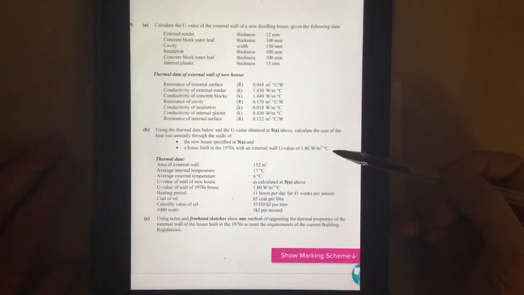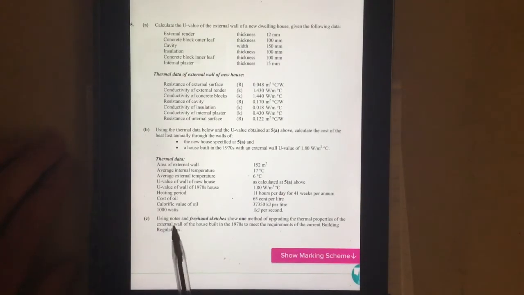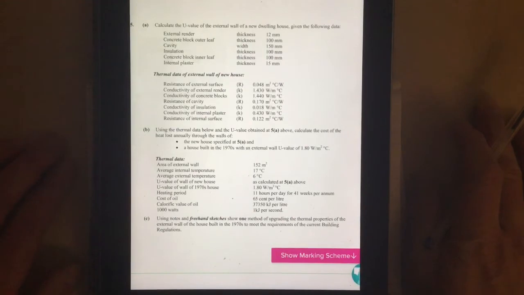Now, a lot of people skip or rush this last part, but in the marking scheme, 33 marks go for the first part, 12 marks go for the second part. So part B is worth 12 marks, part C is worth 15 marks. If you read the question, it's talking about using notes and freehand sketches to show one method of upgrading the thermal properties of an external wall of a house built in the 1970s to meet the requirements of the current building regulations. Now, there are lots of ways of doing this. You can put external plaster on or external insulation on, you can put internal insulation, you can fill the cavity, you could fill the cavity and put insulation boards, rigid insulated boards, you could put timber battens and rigid insulation, so it's whichever one you know best.